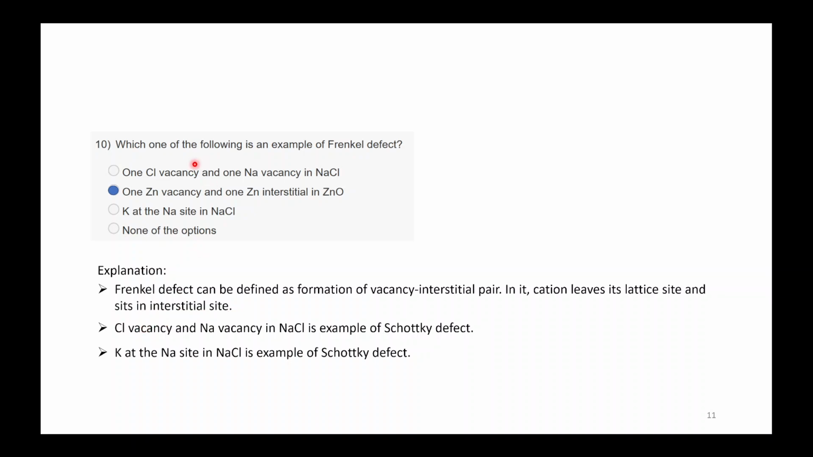And a chlorine vacancy and sodium vacancy in NaCl is an example of Schottky defect. And potassium at Na site in NaCl is also an example of Schottky defect.